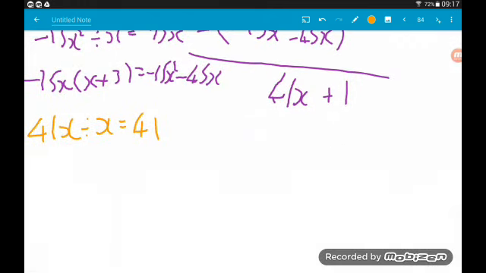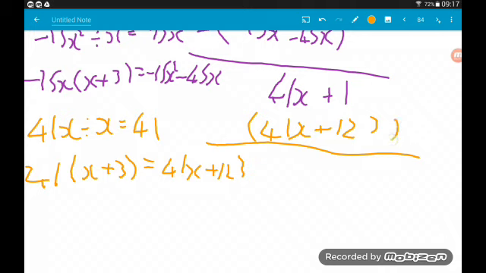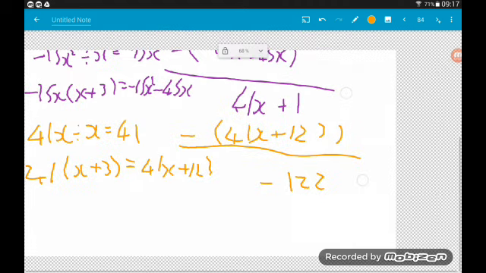Now we do 41 parts of x plus 3, which is 41x plus 123. We write that over here. And then finally, we subtract the orange from the purple. So 41x minus 41x cancels. 1 minus 123 gives us minus 122 as our remainder.